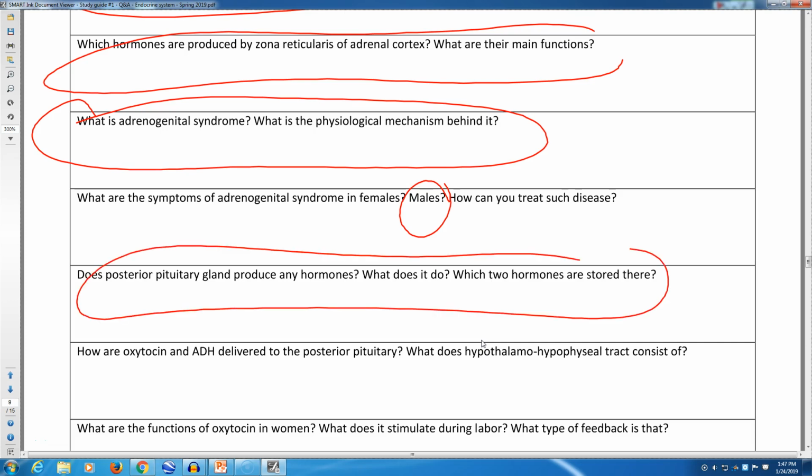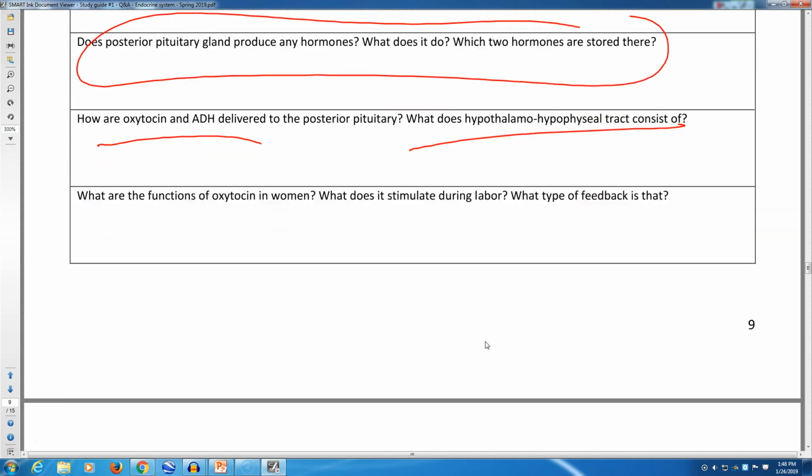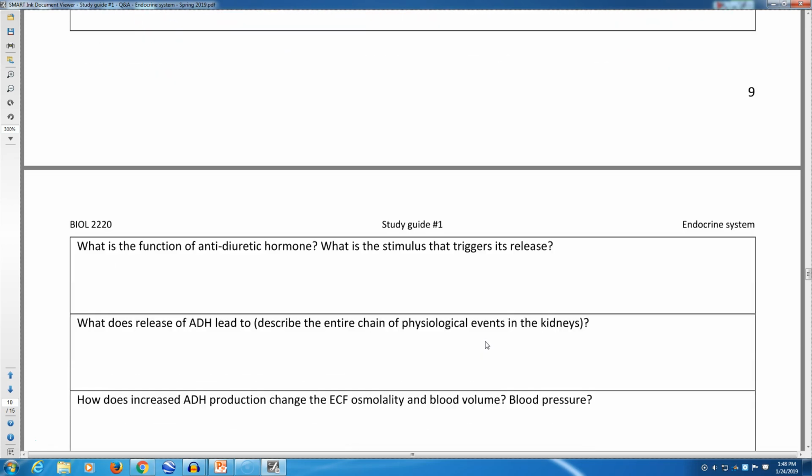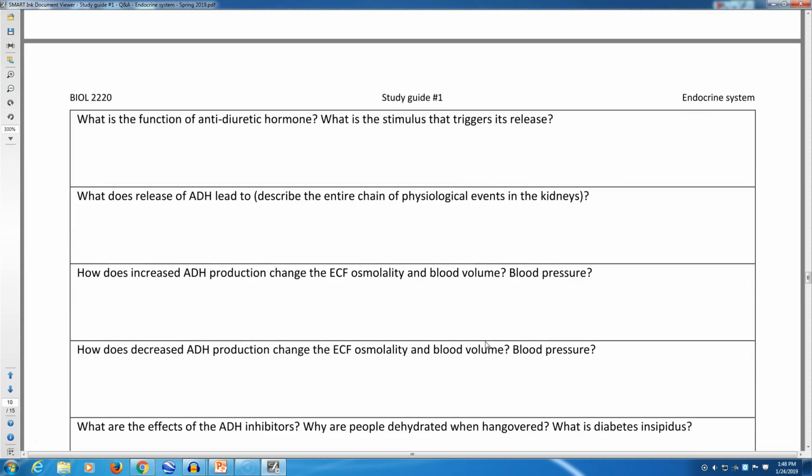Posterior pituitary, 2 hormones, oxytocin, ADH. Now, remember, I can ask you, how does the hypothalamus communicate with the posterior pituitary? You tell me, hypothalamus delivers hypothalamic hormones directly into posterior pituitary by means of the hypothalamo-hypophyseal tract, which consists of neurons. Oxytocin, know the positive feedback for it. I will ask about this. ADH, questions like the one that we worked out here.